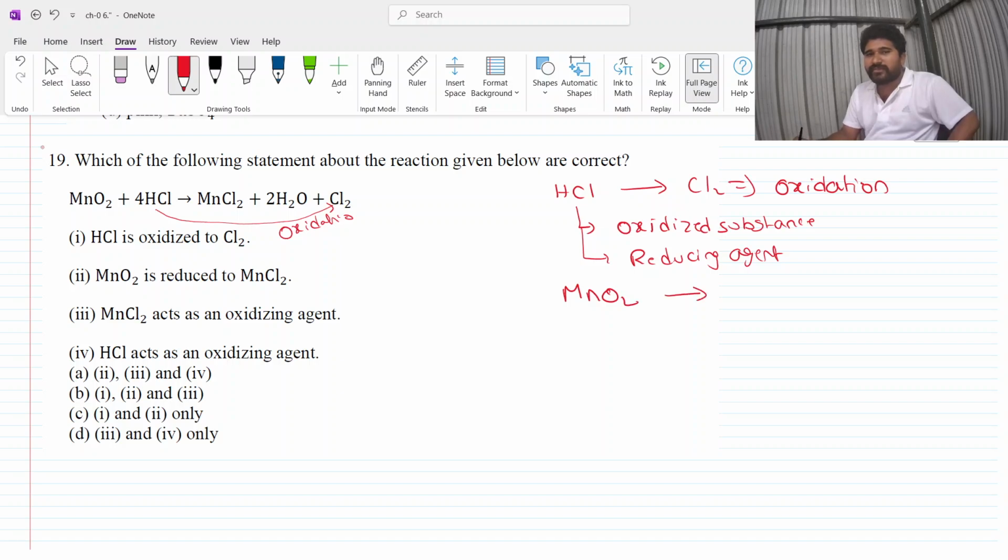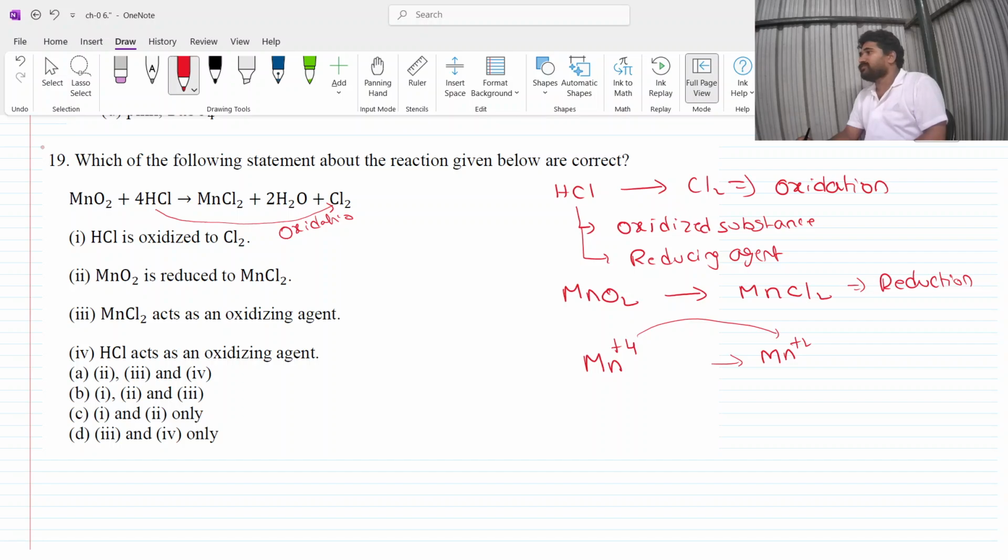Next, MnO2 becoming MnCl2. Sir, you guessed it as reduction. Not guessed, sir. It lost the oxygen. Correct? Yes or no? I want to show in this manner. Mn is plus 4, but it became Mn plus 2 here. Positivity decreased.